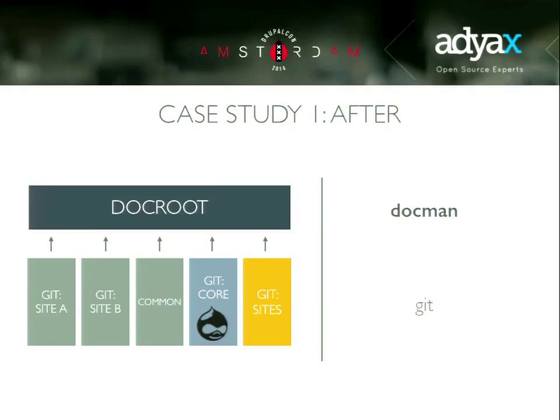And what I'm trying to show you is that the docroot is generated by Docman, and everything below it is in Git. So it's just five different Git repositories, nothing special.